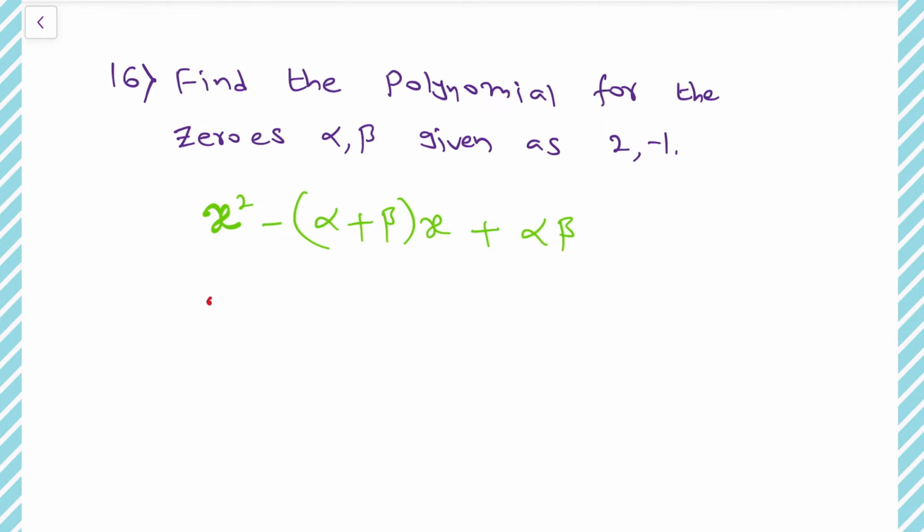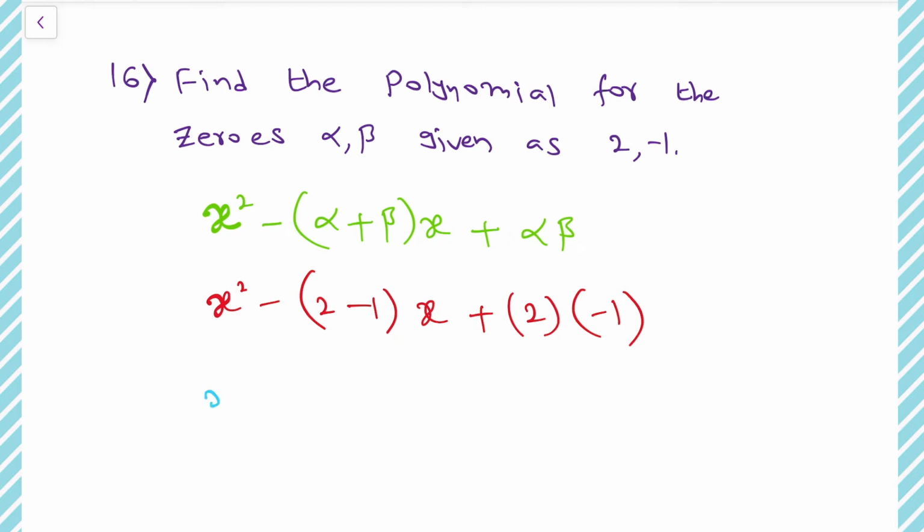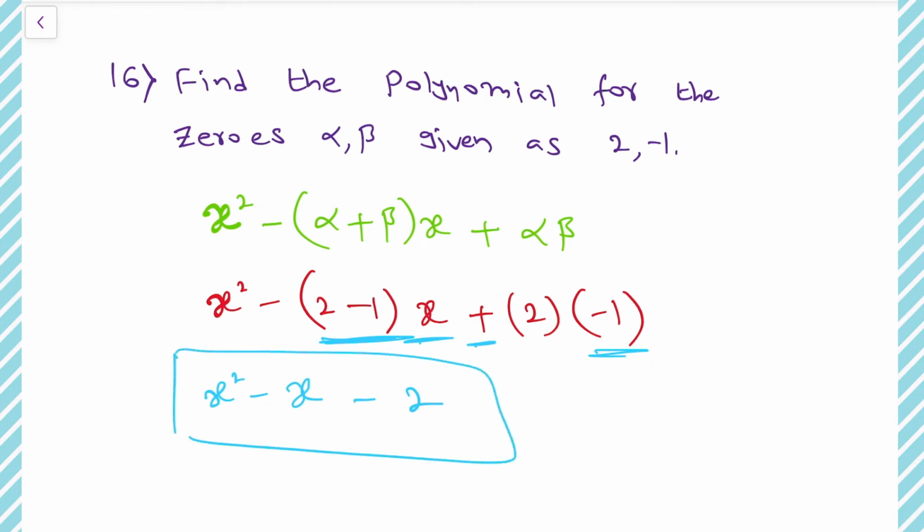X square as it is, minus alpha plus beta, they will give in the question, that is 2 and minus 1. So 2 minus 1 into x as usual, plus alpha 2 into beta minus 1. So x square as it is, minus 2 minus 1, 1 into x, 1x or simply x. Here plus, here minus, plus into minus is minus, 2 ones are 2. So the required polynomial is x square minus x minus 2. For this polynomial, the zeros are 2 comma minus 1.